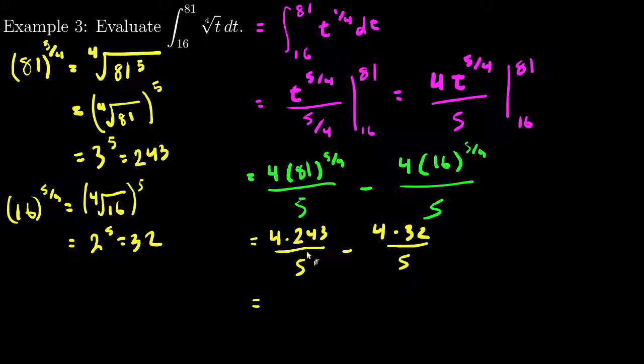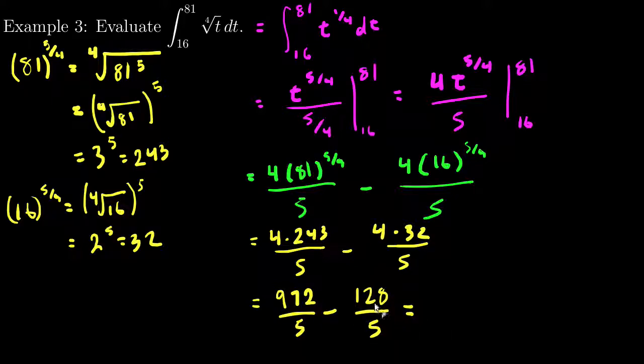4 times 243, let me think. 4 times 250 will give me 1,000, but this is 7 less, so 4 times that will be 28 less, which should give me 972 over 5. I could have just done that as 4 times 3 is 12, so 2 carry the 1. 4 times 4 is 16, plus that 1 is 17, carry the 1. 4 times 2 is 8, plus the 1 is 9. All right, 4 times 32, well, 4 times 2 is 8. 4 times 3 is 12, so I get 128 over 5.